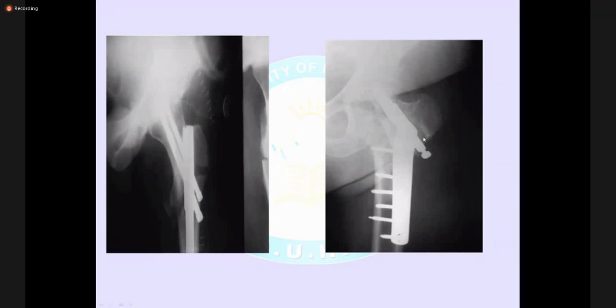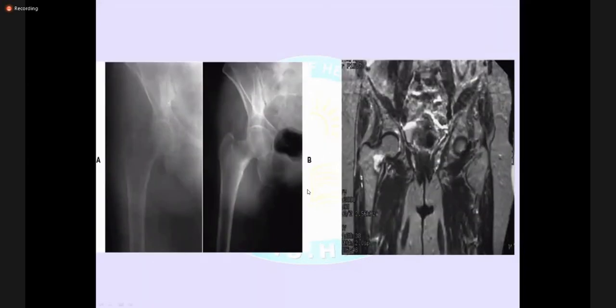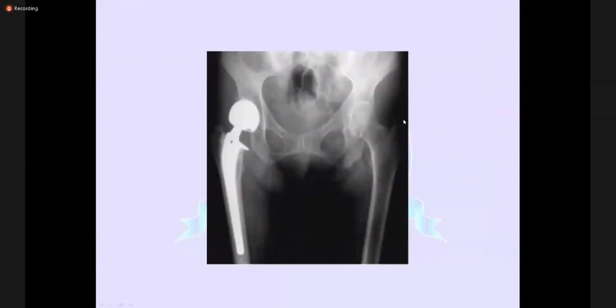And this is the DHS, dynamic hip screw. If the fracture is in this region, this is the greater trochanter, this is the lesser trochanter. A fracture in the trochanteric region, an intertrochanteric fracture, should be fixed by this. This device is known as dynamic hip screw. This is the leg screw involving the hip joint, and this is the side blade plate.